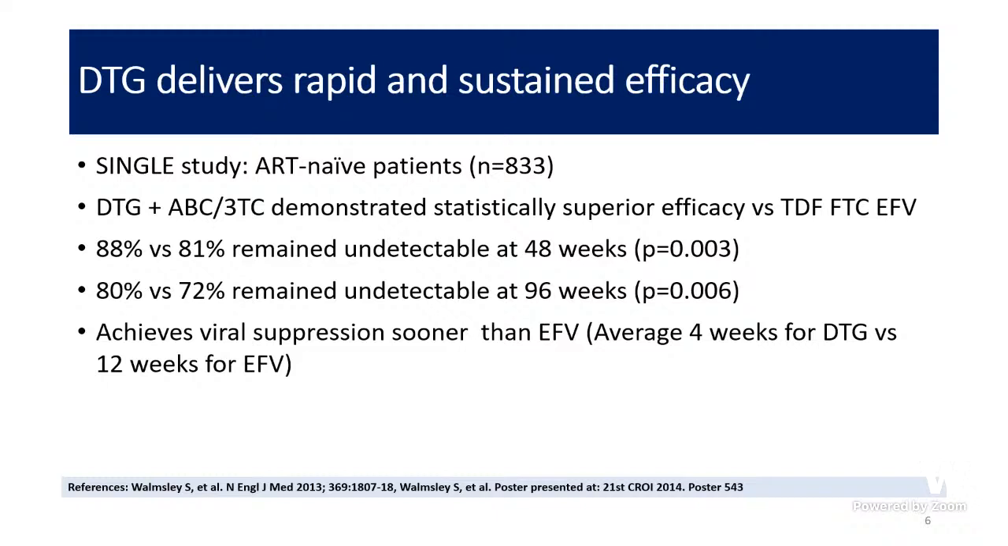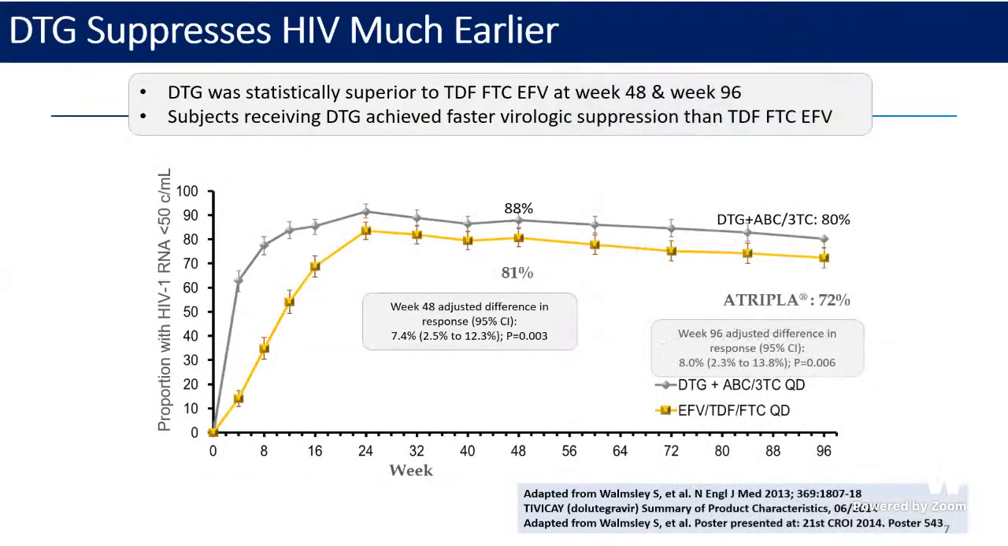And this is a comparison which was done between dolutegravir, abacavir, and lamivudine on one hand, and tenofovir, emtricitabine, and efavirenz on the other arm. Now, dolutegravir, as I said, achieves viral suppression much sooner than efavirenz. It takes an average of 4 weeks for dolutegravir to suppress the viral load, in comparison to efavirenz, which takes around 12 weeks. Now, this is a graph which, statistically, shows very clearly why dolutegravir is superior.